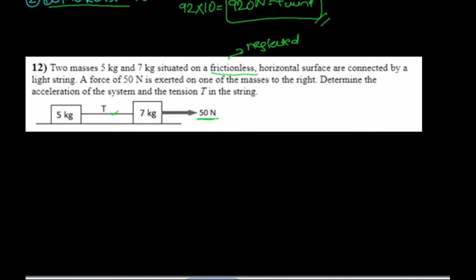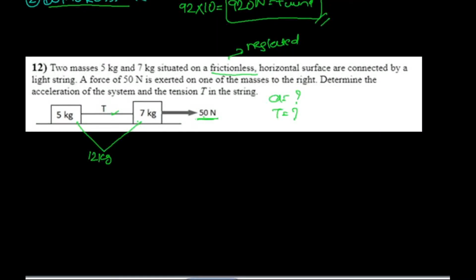So acceleration A and tension we need to determine. Let's consider, since these two bodies are connected by the string, and this is being pulled by the 50 Newton force, these two bodies are moving with the same acceleration. So we can merge these two bodies so that the mass becomes 12 kg.